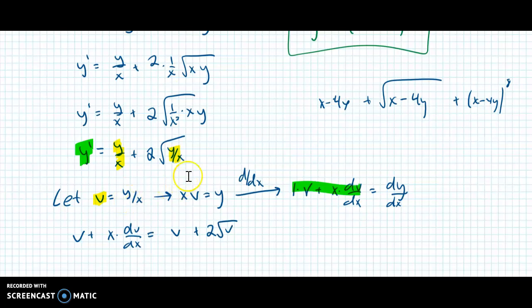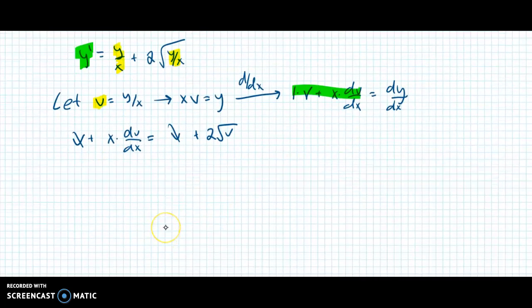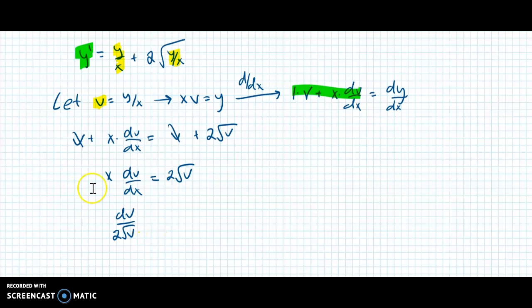So what do I do now? Well, I can cancel this with that, subtract it from both sides. Then I get x dv dx equals 2 root v. How do I solve this? This is what typically happens with these. Typically, after I do my v sub, I get something that's separable, and this is separable. So when I do my separation, I get dv over 2 root v. That's by dividing by the 2 root v. And then I'm going to divide by x and multiply by dx. So that gives me equals dx over x.